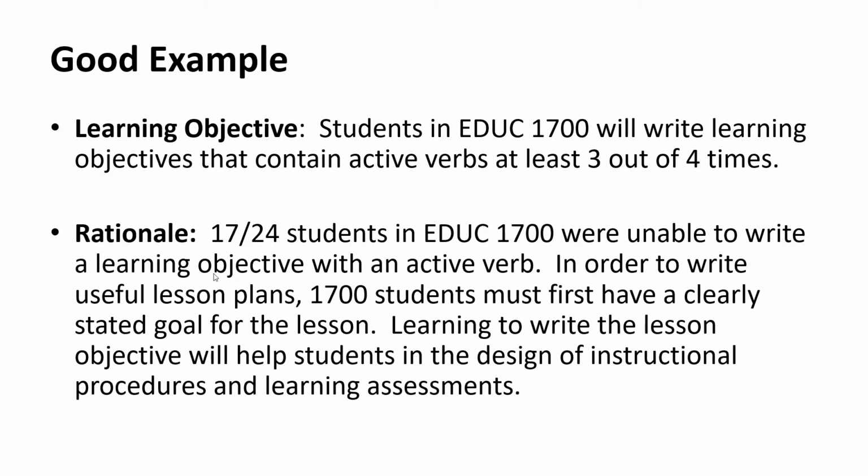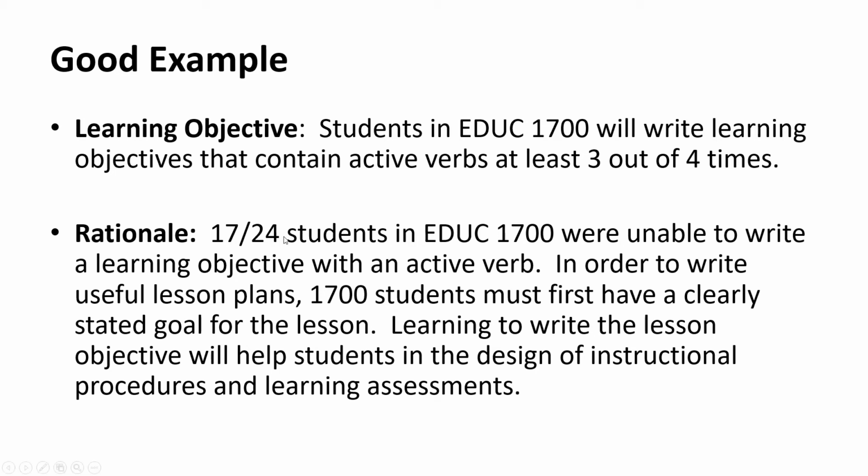So what this looks like is the learning objective is something like this. Students in 1700 will write learning objectives that contain active verbs at least 3 out of 4 times. Write learning objectives is my active verb. That contain active verbs is my conditions, and I want it to happen 3 out of 4 times. Here's my rationale based on data.